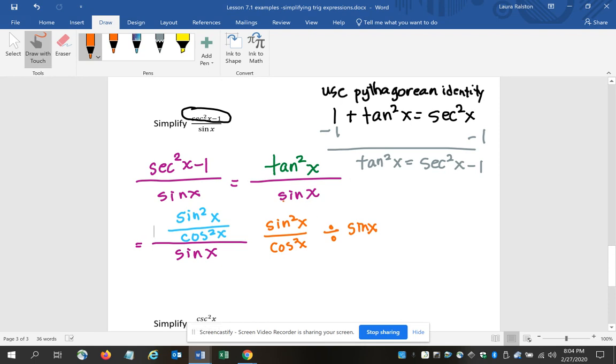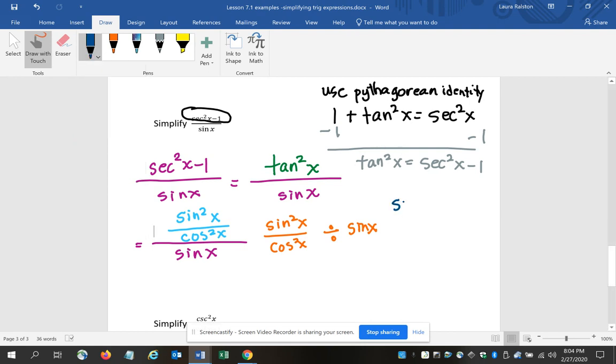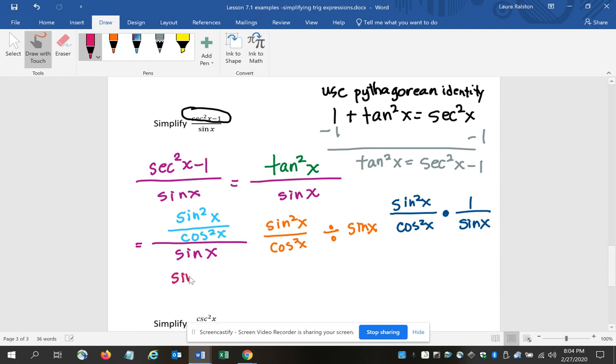And if you remember, divide fractions, we flip and multiply. Okay, so you see that. So I have sine squared x over cosine squared x times 1 over sine x. And so then if you go ahead and multiply those out, you may want to, okay, you're going to have sine squared x over cosine squared x times sine x.